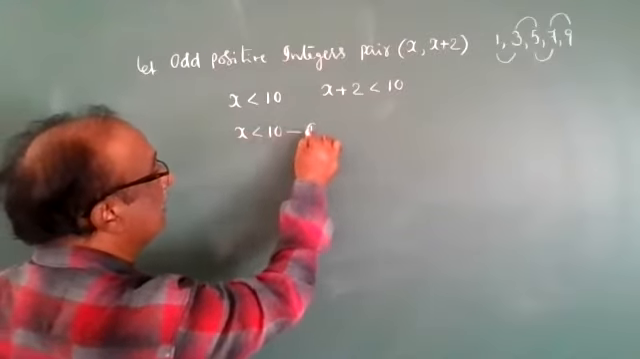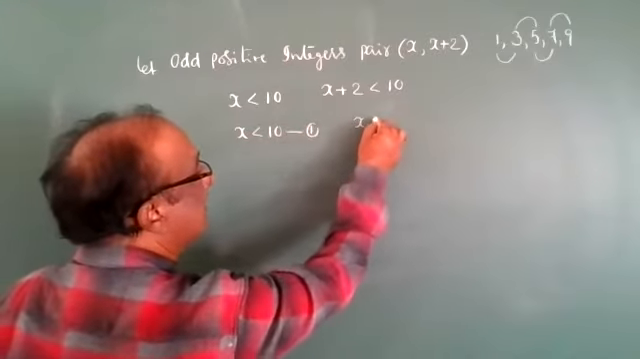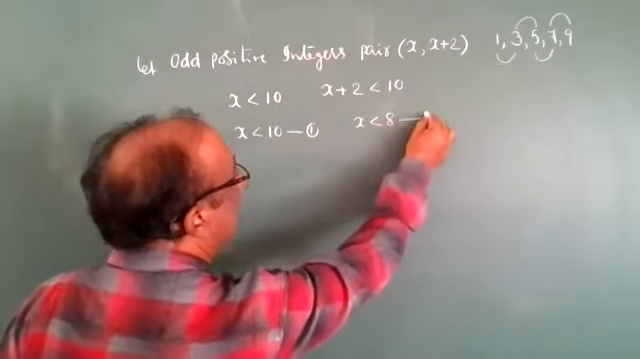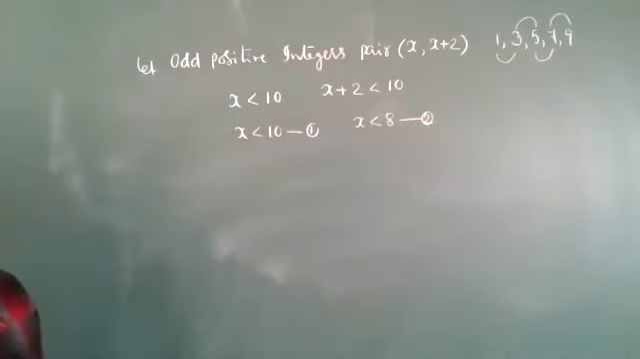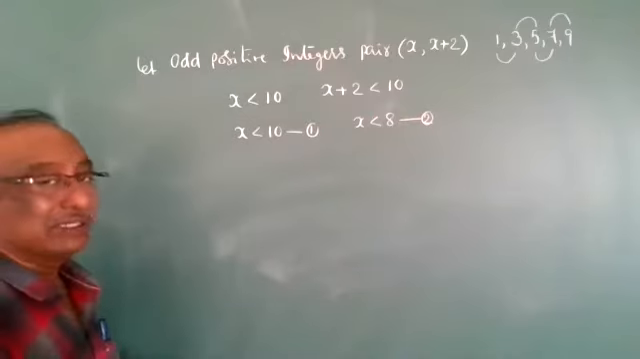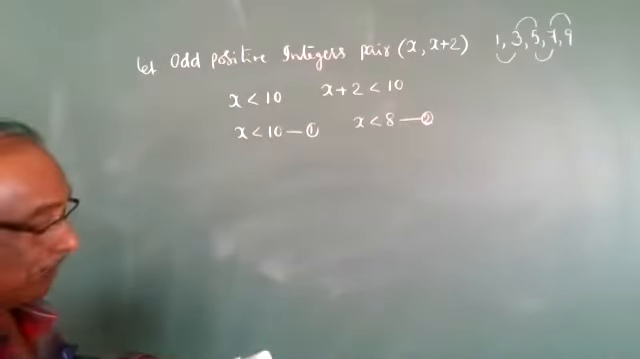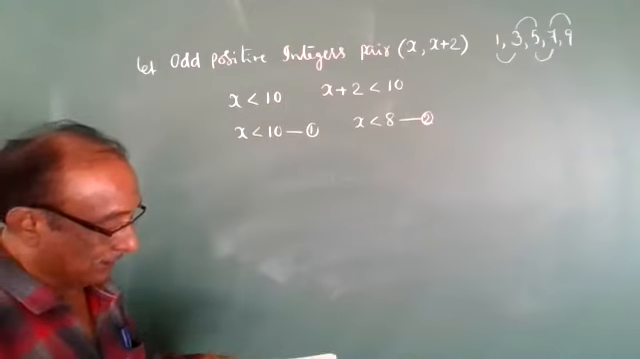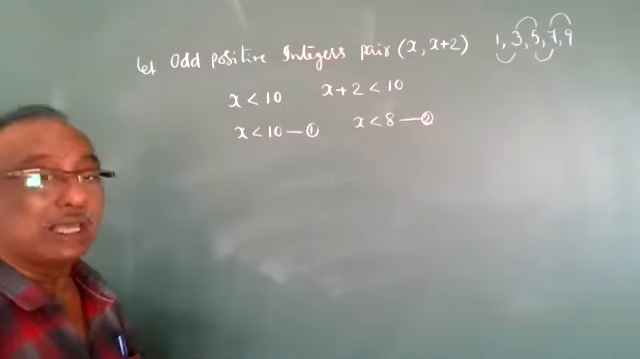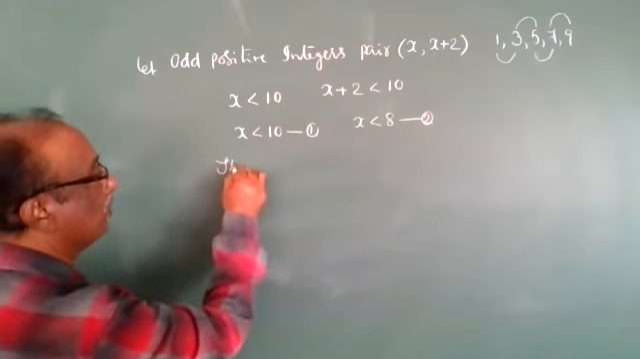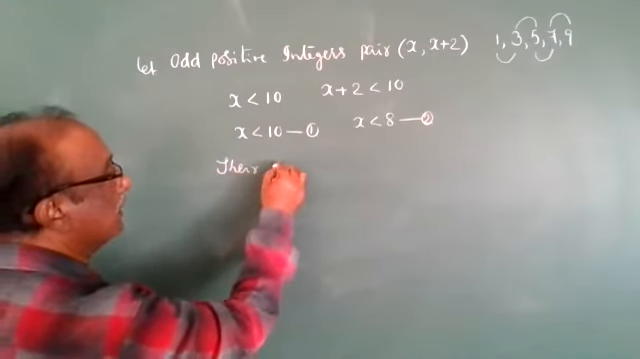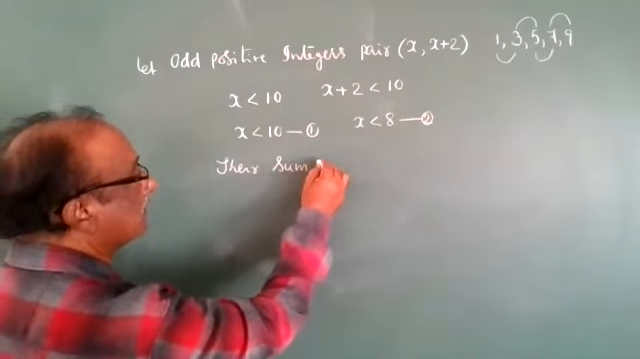That is one equation. From this, x is less than 8 is another equation. Next, what is given? One more point: their sum is more than 11.